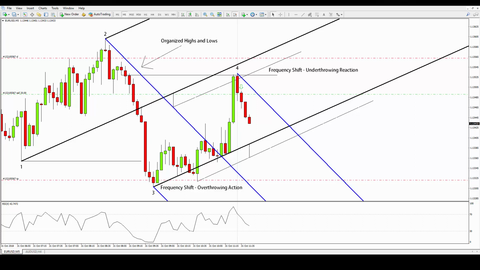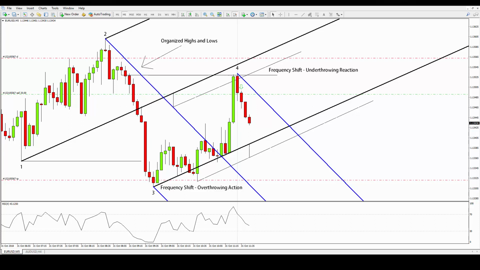You can also observe that I measured this overthrowing action with a thinner black line that follows the same angle of the pitchfork, and I extrapolated this same distance to the center line of the pitchfork to create the underthrowing reaction. This is just one of many different ways in which pitchforks can work in alignment with various types of lines. This subject will be deeply explored in the video course about econophysics in the market.